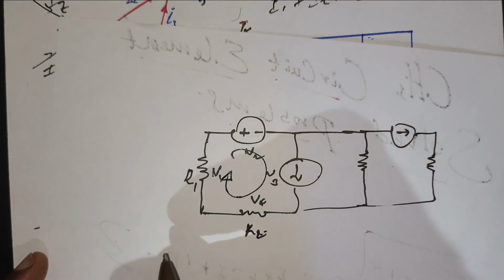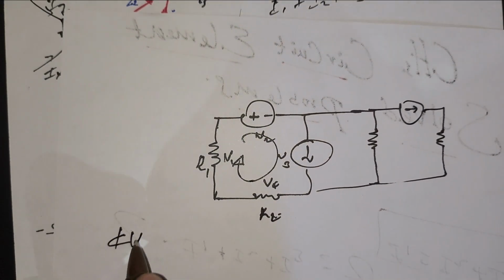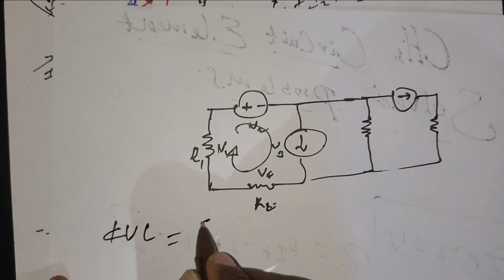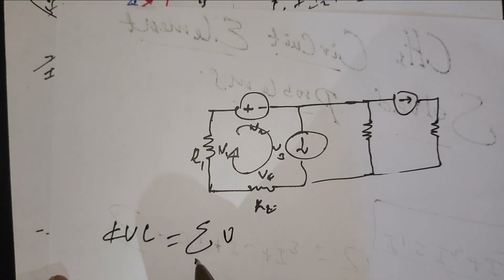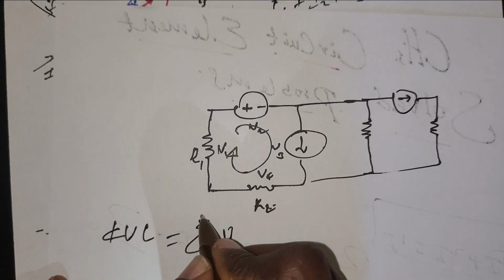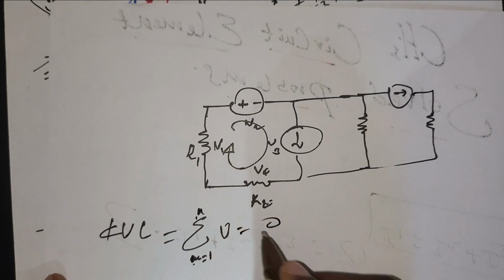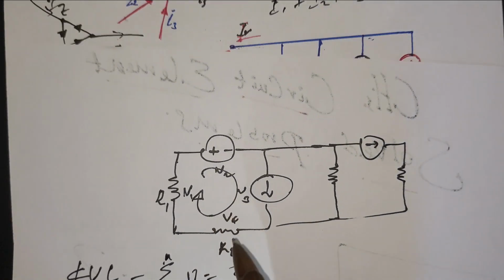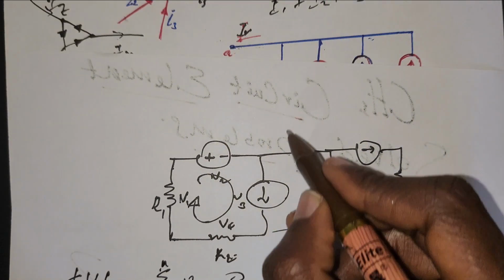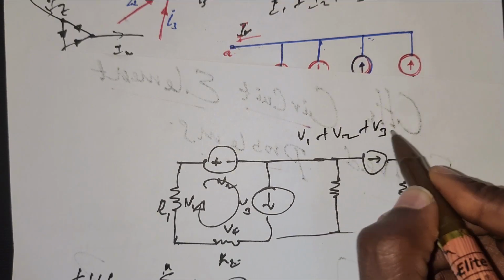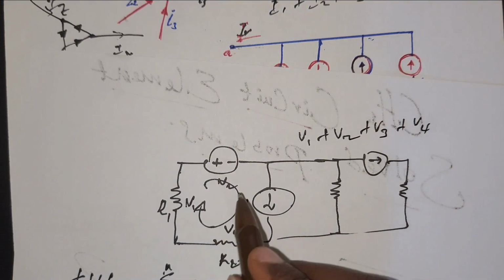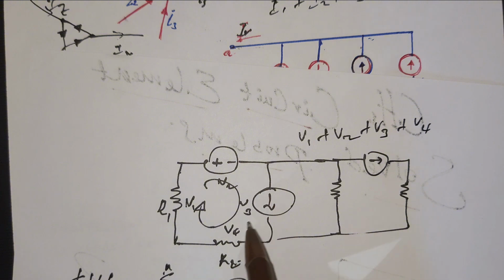KVL states that the summation of voltage from m equal to 1, where m is the number of branches, up to N is 0. So this means V1 plus V2 plus V3 plus V4, the closed path is this one.